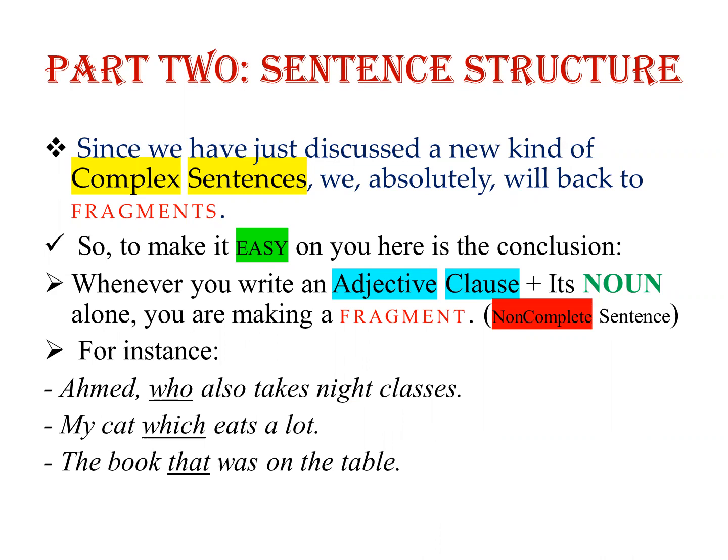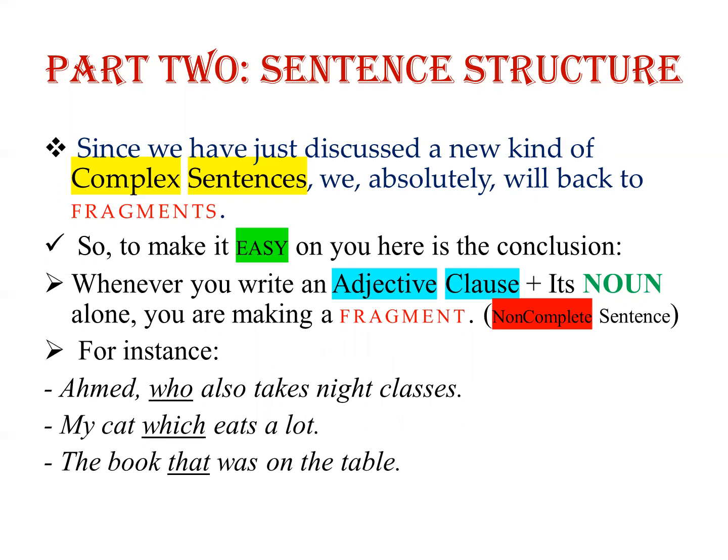So to make it easy on you, here is the conclusion. Without a lot of talking, we will state the conclusion. Whenever you write an adjective clause plus its noun alone, the adjective clause and its noun alone, you are making a fragment, a non-complete sentence, non-complete thought, non-complete idea. You are making a nonsense sentence that doesn't hold any complete meaning.